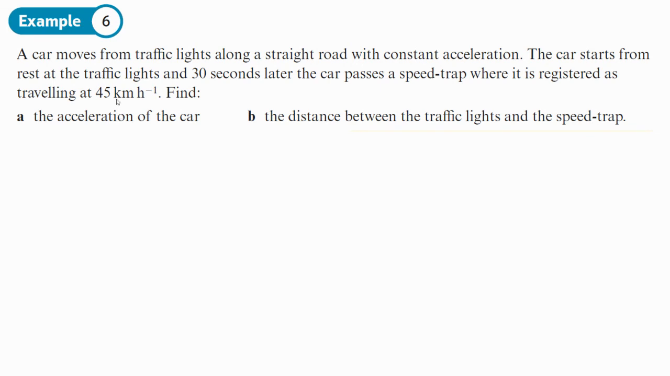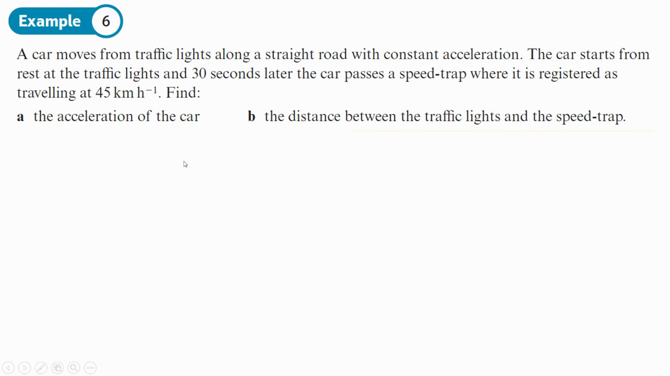So, a car moves from traffic lights along a straight road with constant acceleration. The car starts from rest at the traffic lights. 30 seconds later, it passes a speed trap where it's registered as traveling at 45 kilometers per hour. So we'll find the acceleration and the distance between the speed trap and the traffic lights. Okay, so a couple of things. This 45 kilometers per hour is not SI units. This hour does not match with the seconds, so that's a problem. Also, you look at it and think that you've only been given 2 numbers when in all the previous examples you've been given 3. The third number is that the car starts from rest, the car starts from 0.